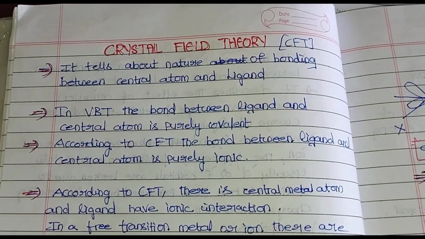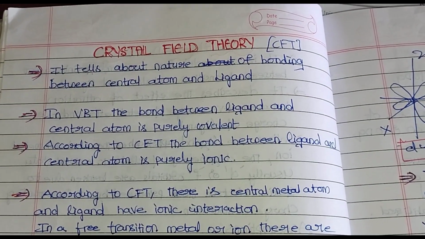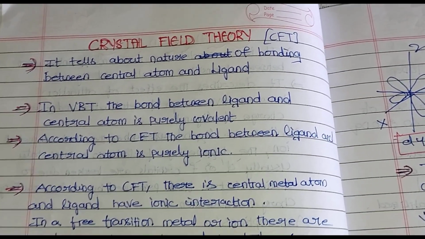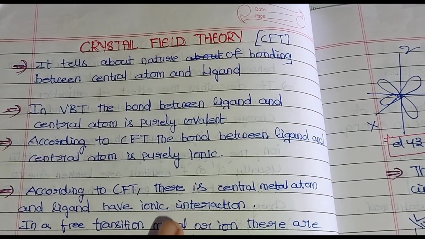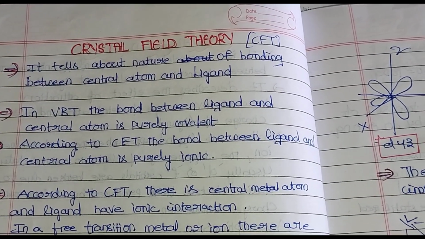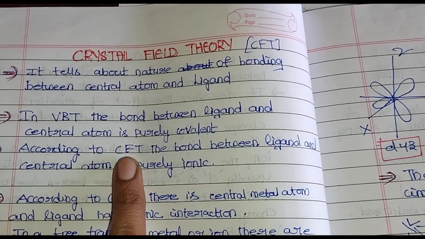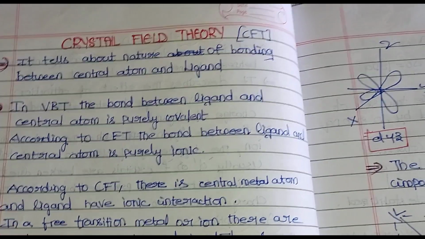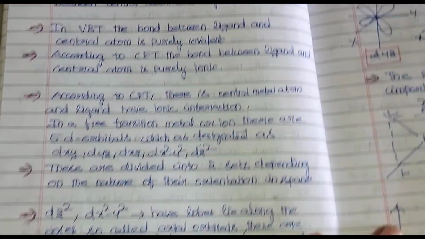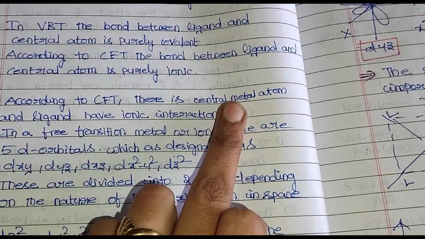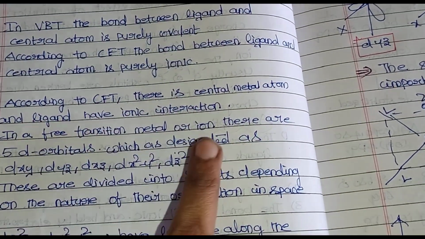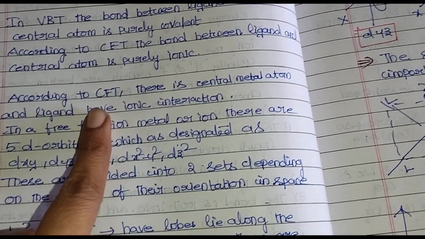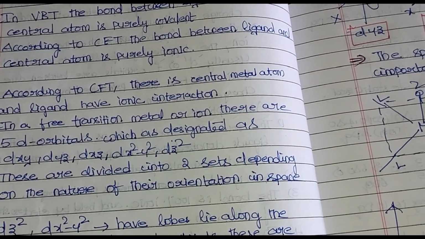It tells about the nature of bonding between the central atom and a ligand. In valency bond theory, the bond between the ligand and central atom is covalent. But according to CFT theory, the bond between ligand and central atom is purely ionic. According to CFT, the central metal atom and the ligand have ionic interaction. Now it is crystal clear that CFT considers only ionic interaction.